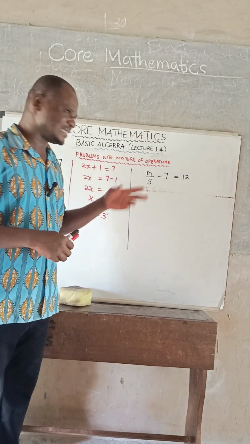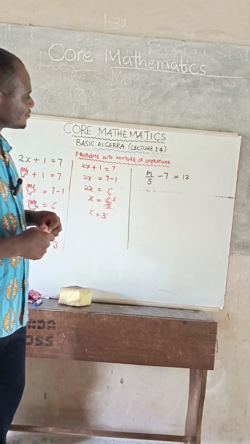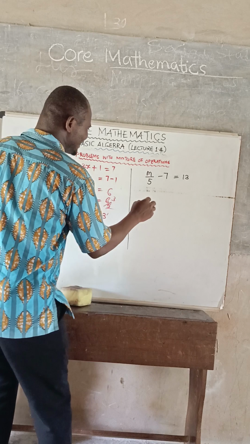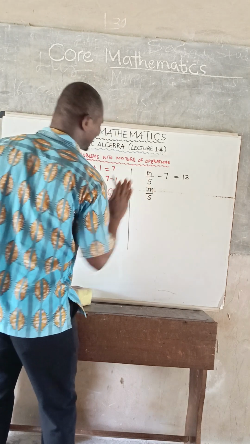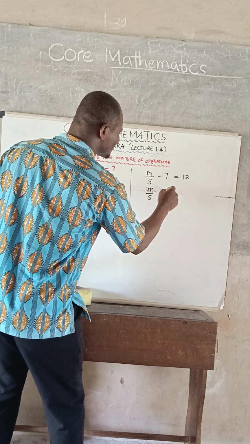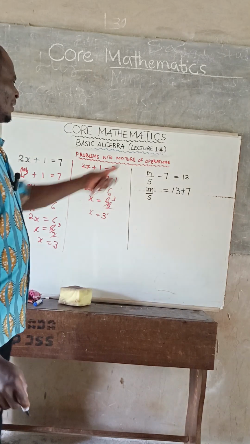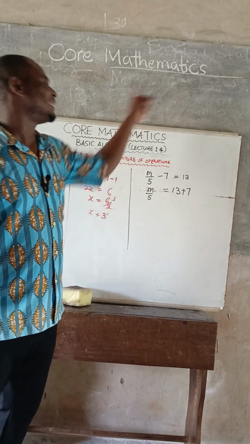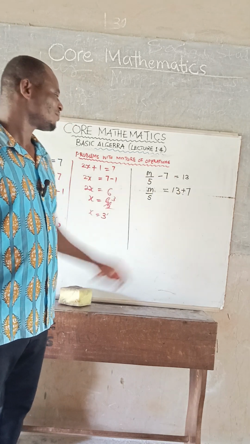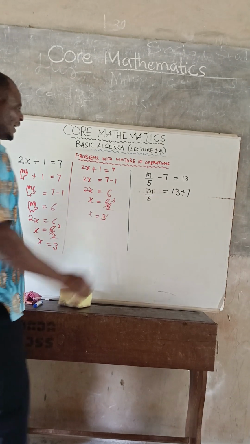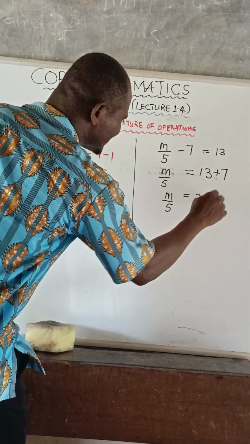And we've talked about this in lecture 2, when we're dealing with two special cases. So now we see that m over 5, not yet treated, equals 13 plus 7. It was minus here, and it is now plus 7 because it crossed the equal to sign. Now that we are here, we say that m over 5 equals 20.